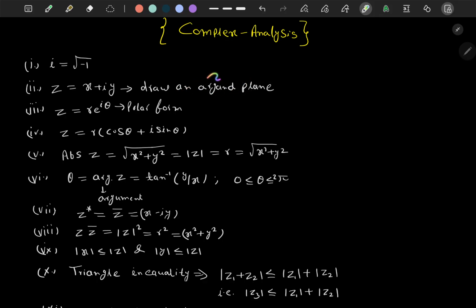Okay, so an Argand plane will be there, and z equal to r e to the power iota theta is called the polar form of complex numbers. If we open it, it is r times cos theta plus iota sin theta. So mod z equals under root x square plus y square, which is equal to r.